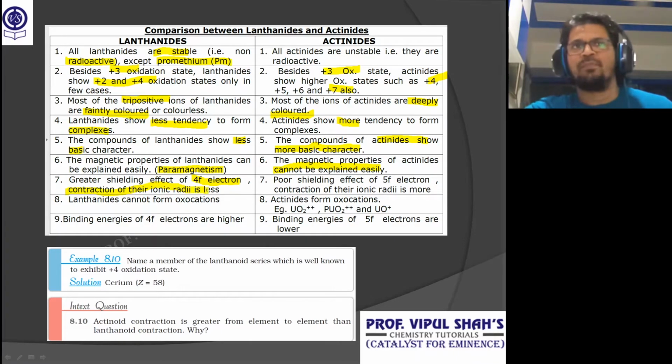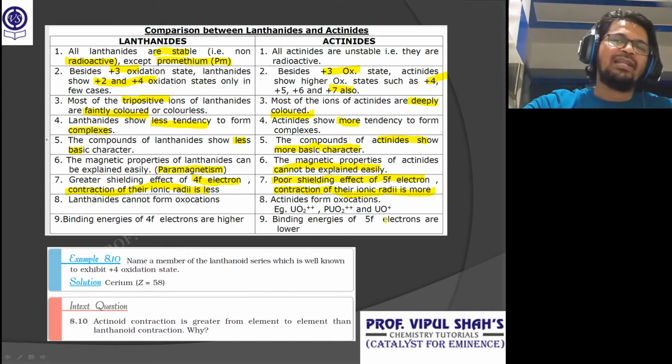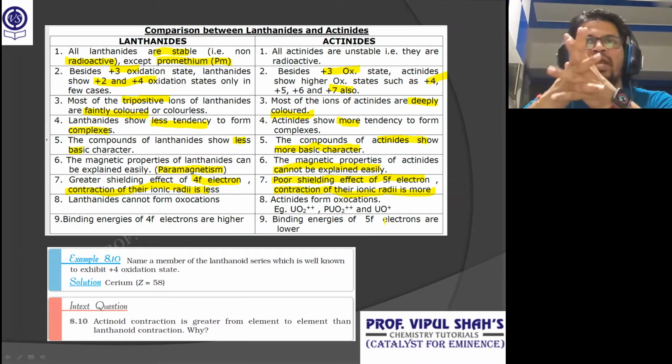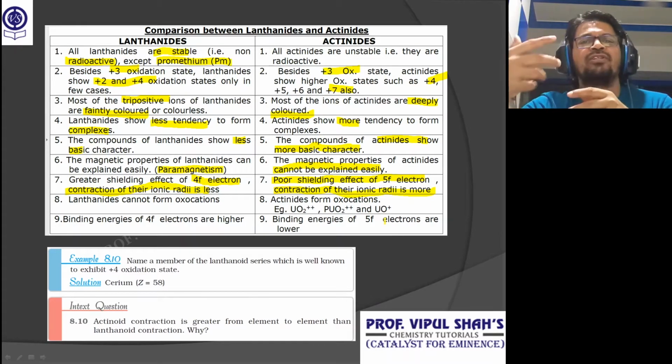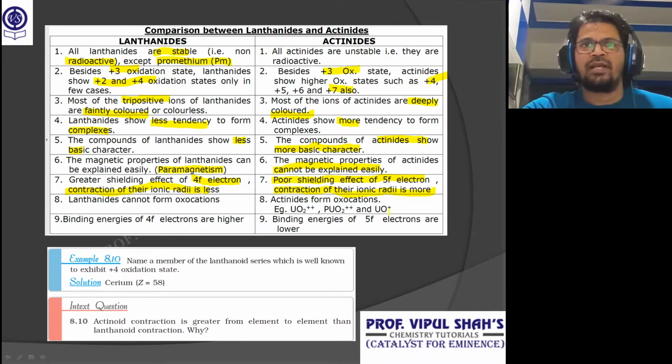This is an important point, the 7th one. Whereas for actinides, there's a poor shielding of the 5f because it's deep inside, so contraction is more over there. Understand, people? If the shielding is weaker, the valence shell will be pulled more towards the nucleus. So compared to lanthanides, for actinides the 5f ka shielding is poorer, so contraction is more, so actinide contraction is greater as compared to lanthanide contraction.